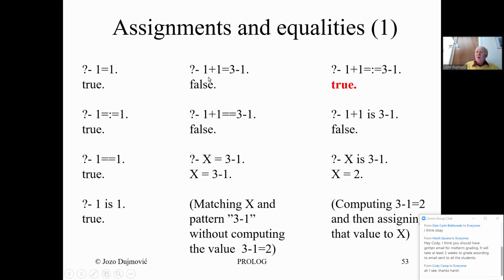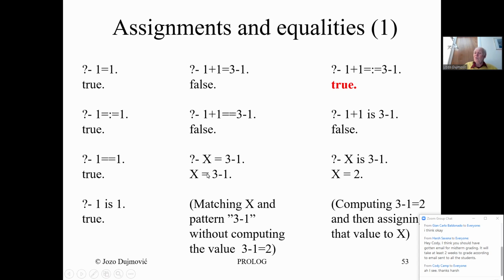However, you ask whether 1 plus 1 is 3 minus 2. If these are 2 patterns, they are completely different. We have false. If we ask, are they pointer identical? Of course not. This is one expression, this is another expression. We don't have this as the same expression in memory. False. You can pattern match x with 3 minus 1. You are not going to get that this is 2. You are going to get that x is 3 minus 1, because this is the pattern 3 minus 1, and x is this pattern 3 minus 1.